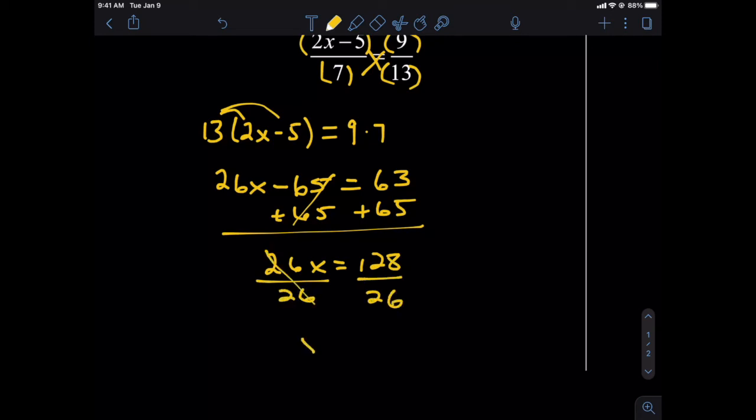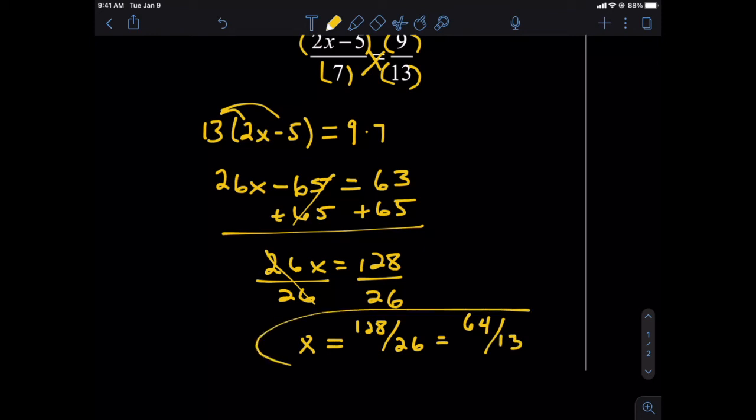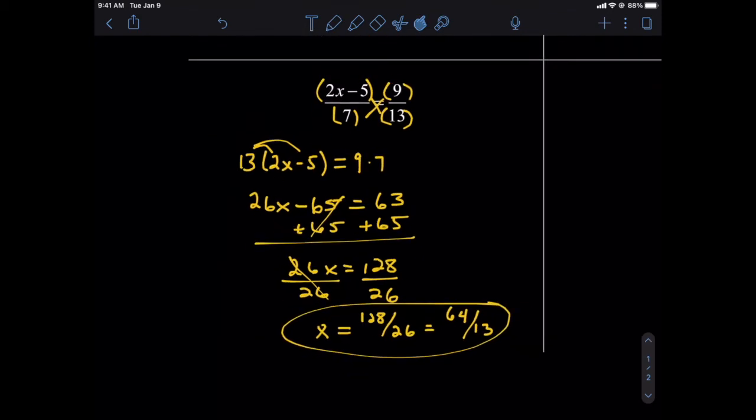Here's the thing, though. You can't divide 128 by 26 nicely, so we can either leave it as a fraction, or we can simplify, dividing both the top and the bottom by 2, to get ourselves a final answer of 64 over 13. Once again, I would call this a typical example.